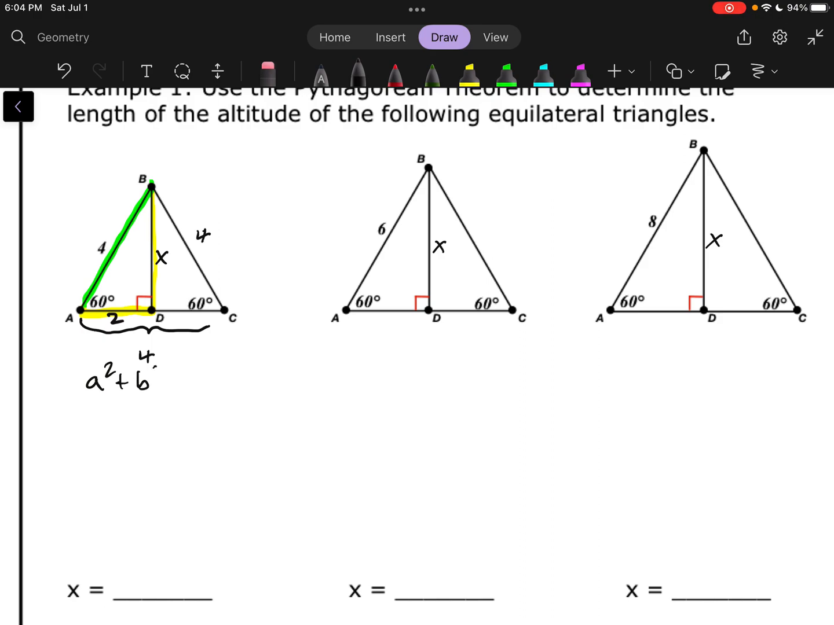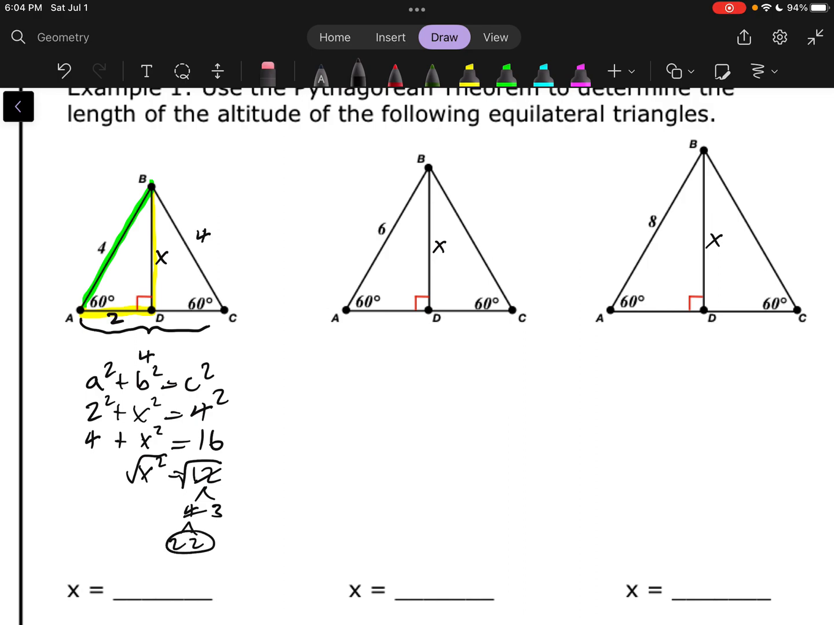So if I do a squared plus b squared equals c squared here, I'm doing 2 squared plus x squared equals 4 squared. 2 squared is 4. 4 squared is 16. Subtract the 4, I get 12. Square root of 12 could be simplified down to 4 and 3. 4 gives me a pair of 2's. So that means that this is going to be 2 square root 3.